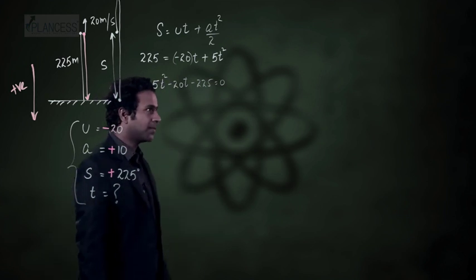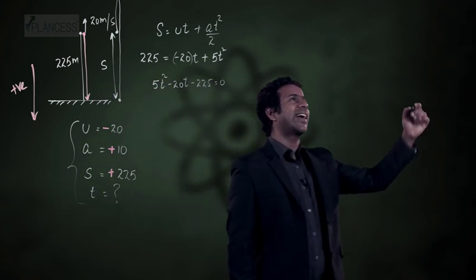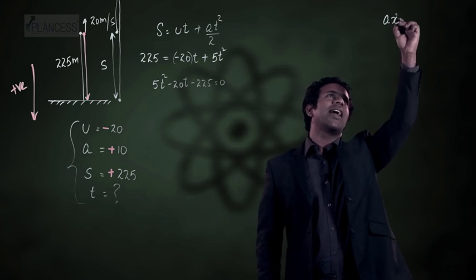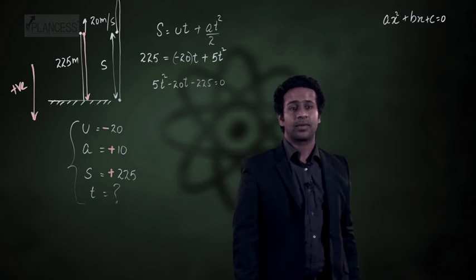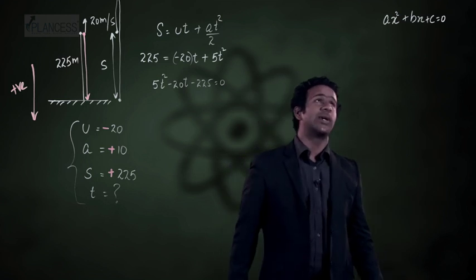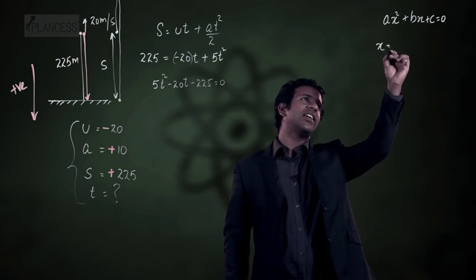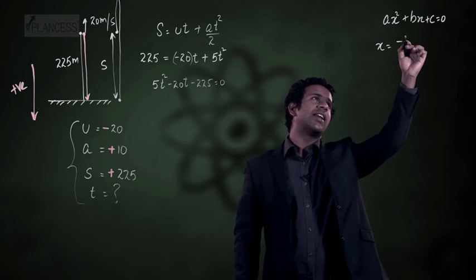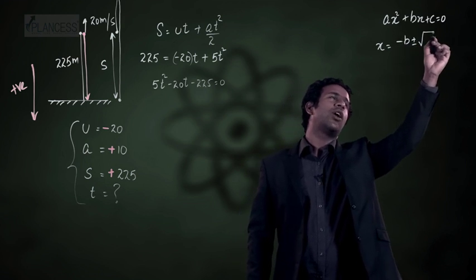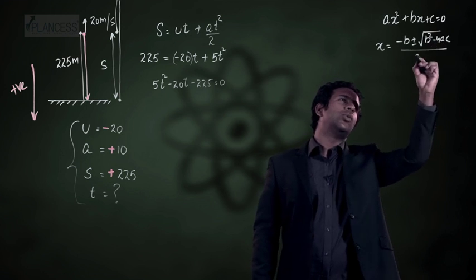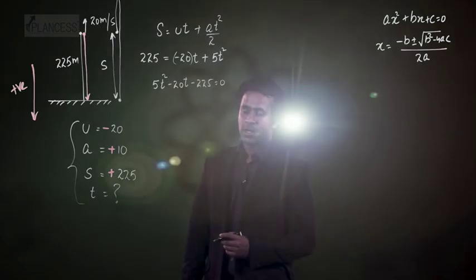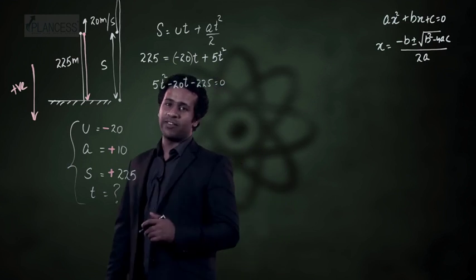or you could directly get to the roots. I hope you know that for a quadratic equation of the form ax square plus bx plus c equal to 0, there are two solutions which are given by x is equal to minus b plus minus root of b square minus 4ac upon 2a.